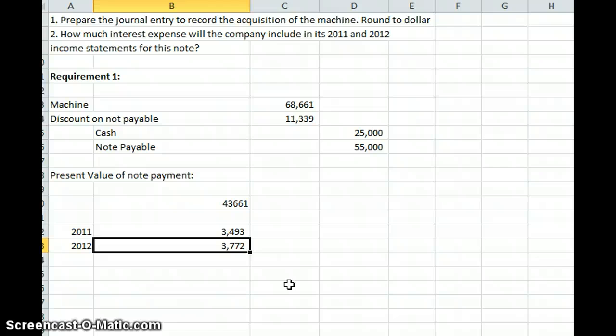So we have to compute that. Even though the note does not have a stated interest rate, there is the time value of money, and that's what we do.